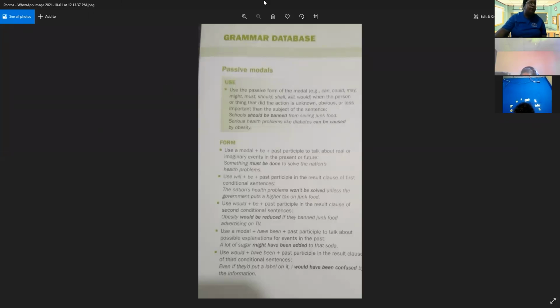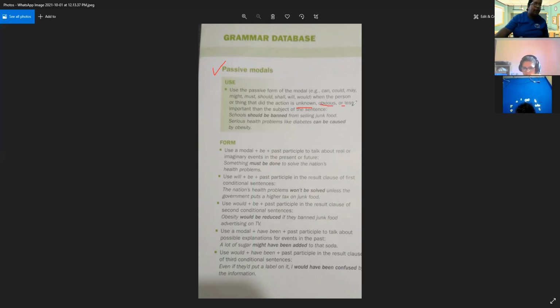Here we have the theory part about the passive modals. It is a very short theory. Okay, we're going to start with the use of the passive modals. Use the passive form of the modals, for example, can, could, may, might, must, should, will, and would, when the person or thing that did the action is unknown, obvious, or less important than the subject of the sentence.